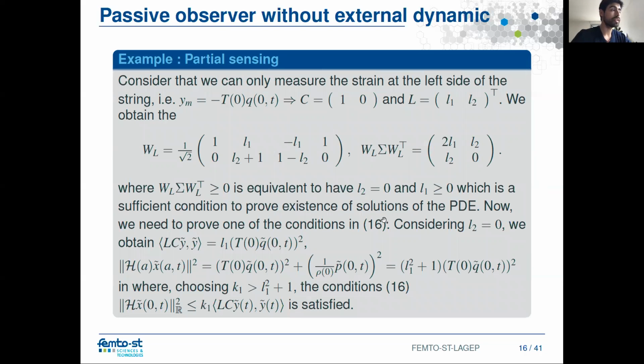So we did it for a partial sensing. In this case, we are only measuring the strain at one side, only one sensor now. And we can develop everything, and we need L now to be a column vector. And we need L2 equal to 0 for proving the existence of solution, and then we can design L1. We check this condition, and at the end we match one of these, the condition of the corollary.